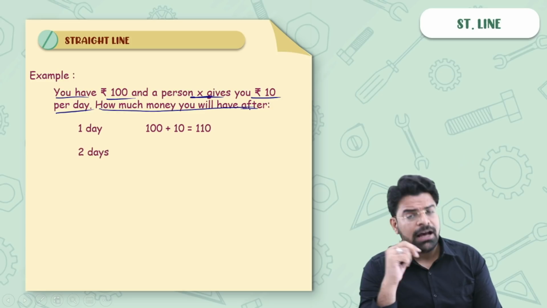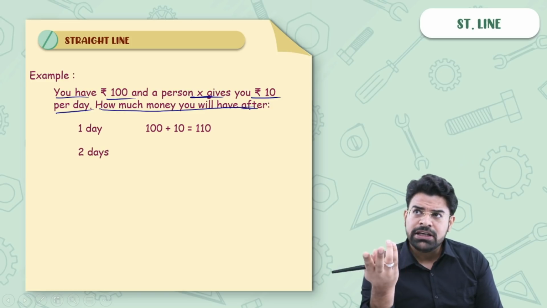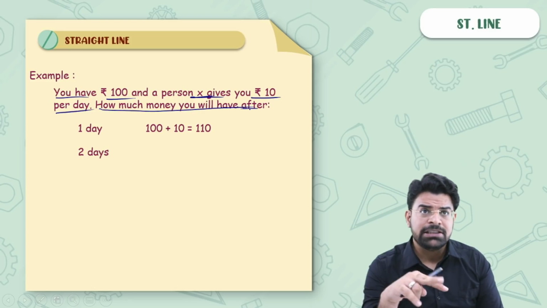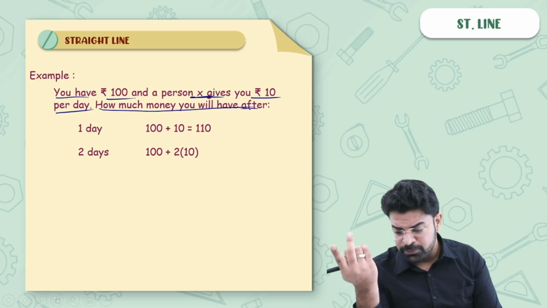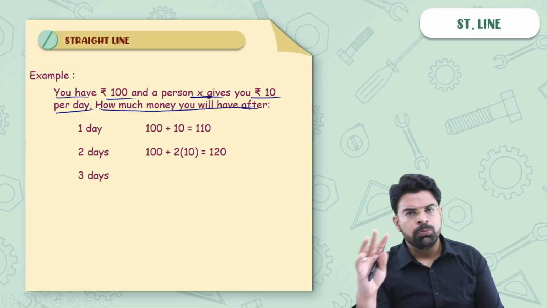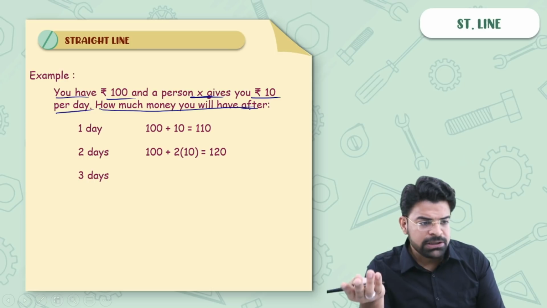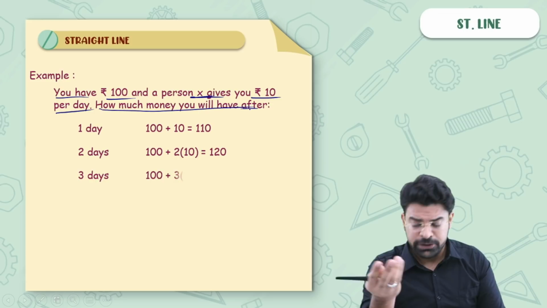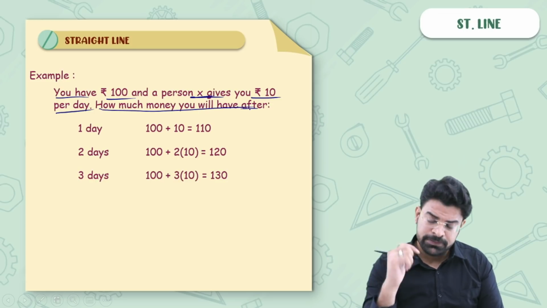How much money will you have after 2 days? So, sir, after 2 days I already had 100. Each day the person is giving me 10 rupees. So in 2 days the person will give me 20 rupees. So I will have 100 plus 20, that is 120 rupees. After 3 days, sir, now it's boring. I already have 100 rupees and the person gives me 10 rupees per day. So in 3 days the person will give me 30 rupees. So I will finally have 130 rupees.